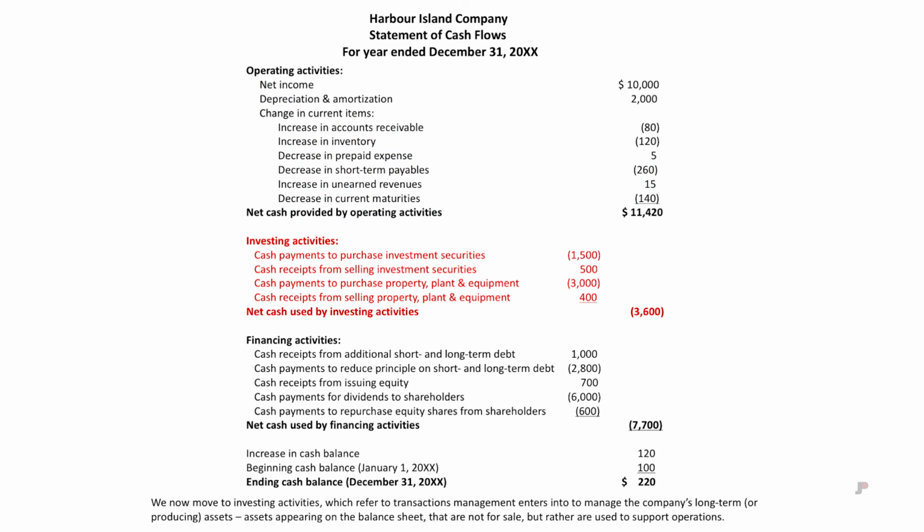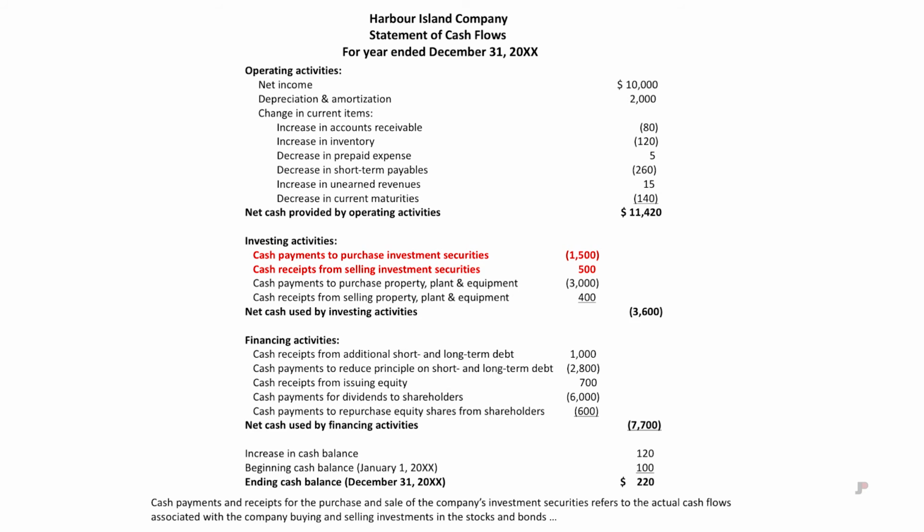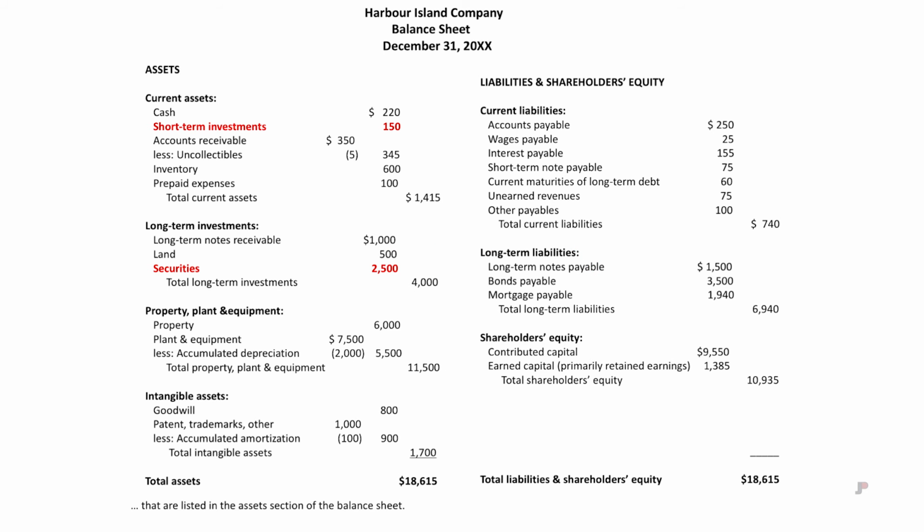We now move to investing activities, which refer to transactions management enters into to manage the company's long-term or producing assets. Assets appearing on the balance sheet that are not for sale, but rather are used to support operations. Cash payments and receipts for the purchase and sale of the company's investment securities refers to the actual cash flows associated with the company buying and selling investments in the stocks and bonds that are listed in the asset section of the balance sheet.